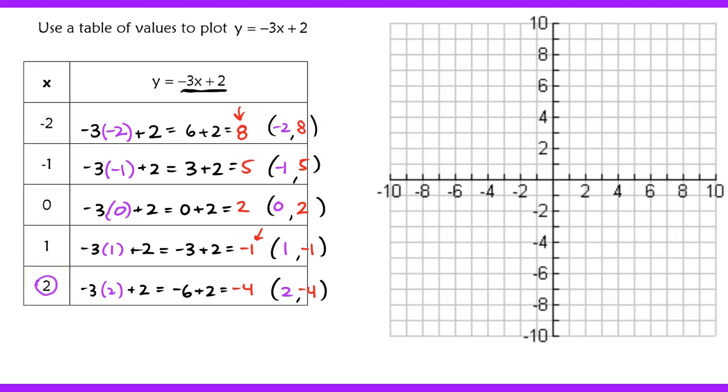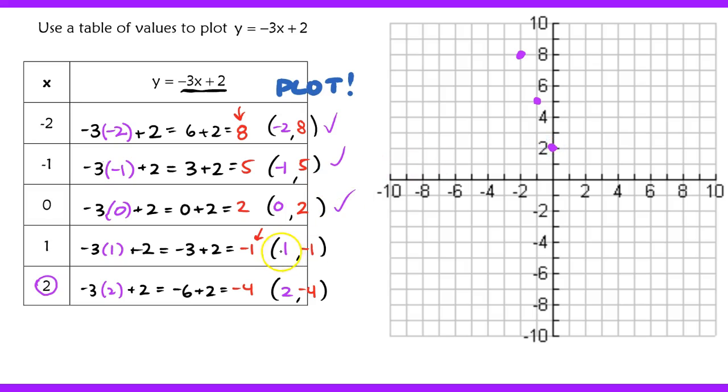Alright, now that we have our table filled out and all of these points, we're actually going to go ahead and plot all of these points in our table. Okay? So let's go ahead and start with this first point, negative 2, 8. So I go left 2 and up 8. Plot my first point. That one's done. Second one, negative 1, 5. Go left 1 and up 5. Then the next one, 0, 2. So I stay on the x, or at the origin, and then I go up 2.